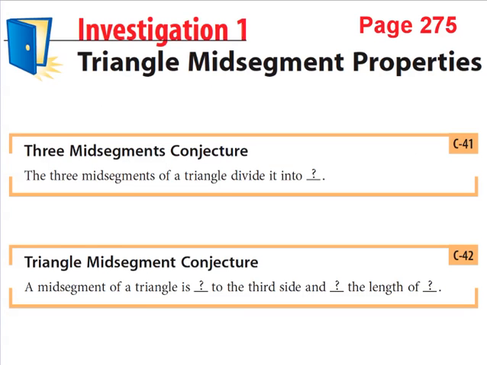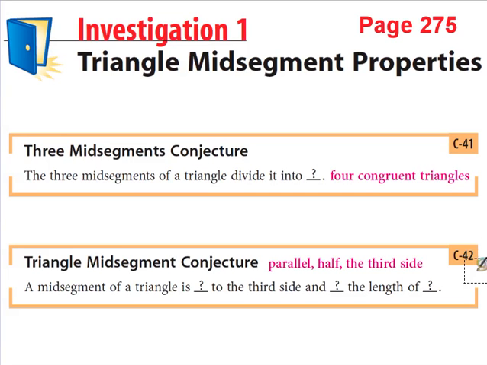The three mid-segments conjecture states that the three mid-segments of a triangle divide it into four congruent triangles. Likewise, the triangle mid-segment conjecture states that a mid-segment of a triangle is parallel to the third side and half the length of the third side.